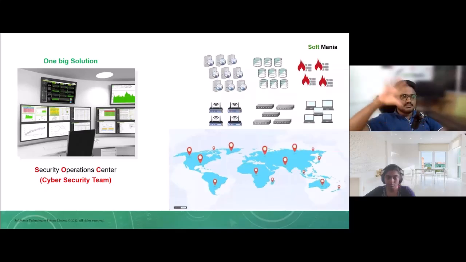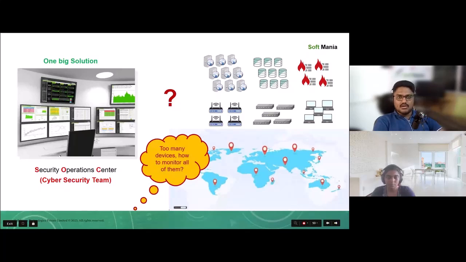Because they have multiple servers around the world, whatever I told you: 10,000 web servers, 5,000 databases, 500 firewalls, 2,000 network devices, and every employee has their own laptop. Around 20,000 devices, right? As a single security operation center team, the SOC team, they can't go and monitor each and every device individually, right? So what do they do? How do they monitor all of the devices?